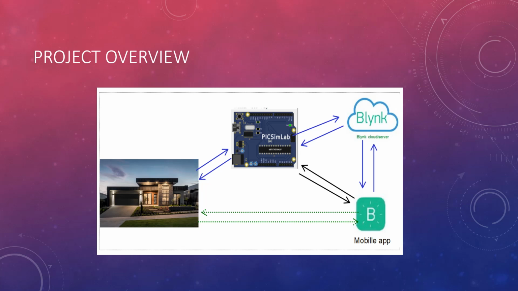This setup is integrated with the Blynk IoT app, which facilitates remote controlling and monitoring. The Arduino connects to the Blynk cloud server via an Ethernet shield W5500, allowing data exchange between the microcontroller and the app.